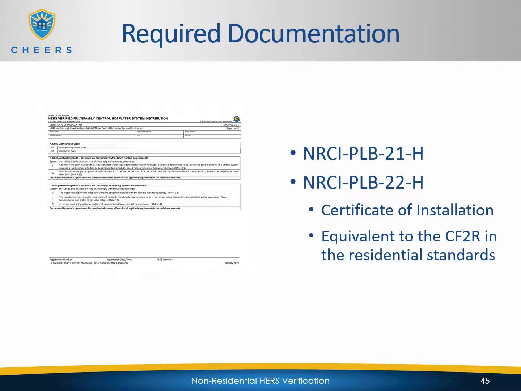So we also have the NRCI certificate of installation for the PLB 21 and 22. This is the equivalent to the CF2R, and the different forms depend on whether it is dwelling specific or for the whole building. So that's the difference between the 21 and the 22.